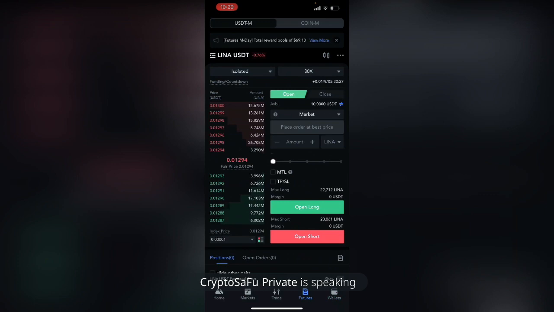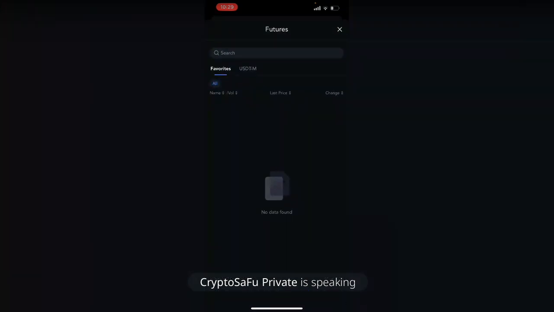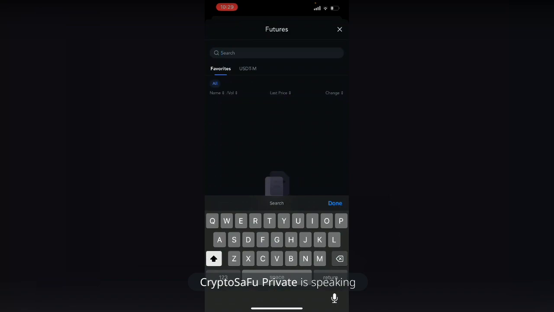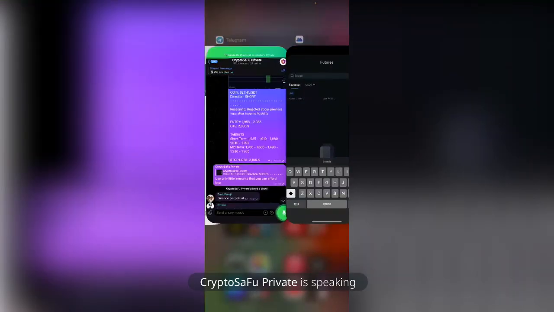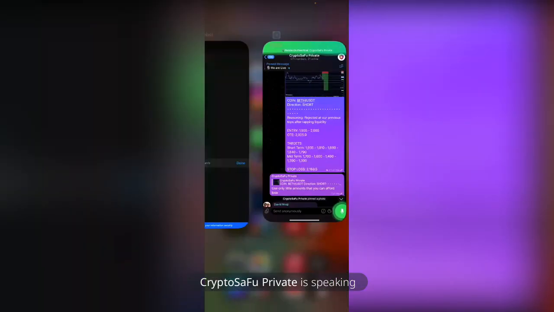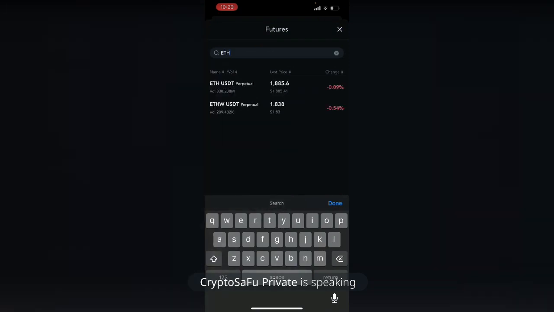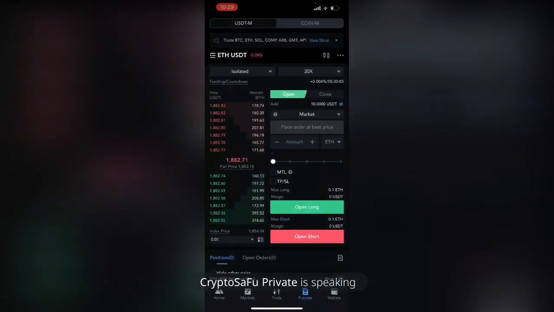Then I pick the token I want to trade with. Let me search for the one that we dropped in the group. ETH USDT. So, yeah. ETH USDT Perpetual. So I can click on it. ETH USDT Perpetual. Okay, good.